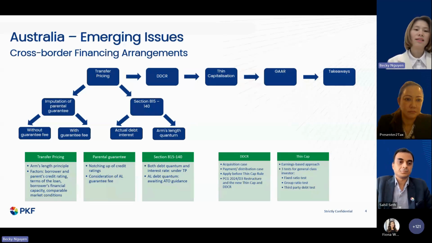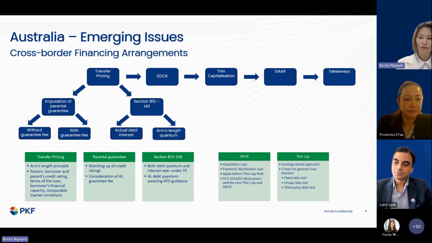Those key steps are, first, ensuring that transfer pricing rules have been addressed. Second, debt deduction creation rules need to be addressed. And third, thin capitalization rules. So we'll walk you through each of the steps. The first one, transfer pricing rules.